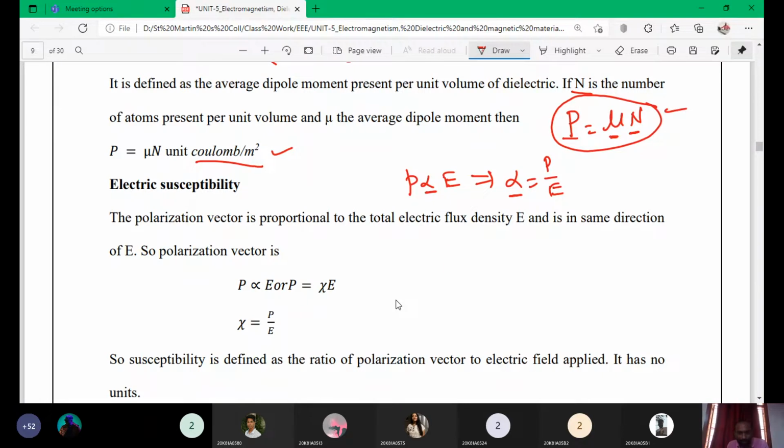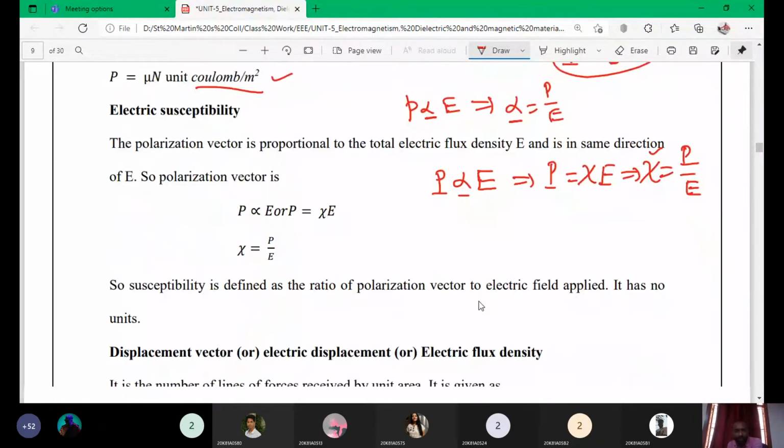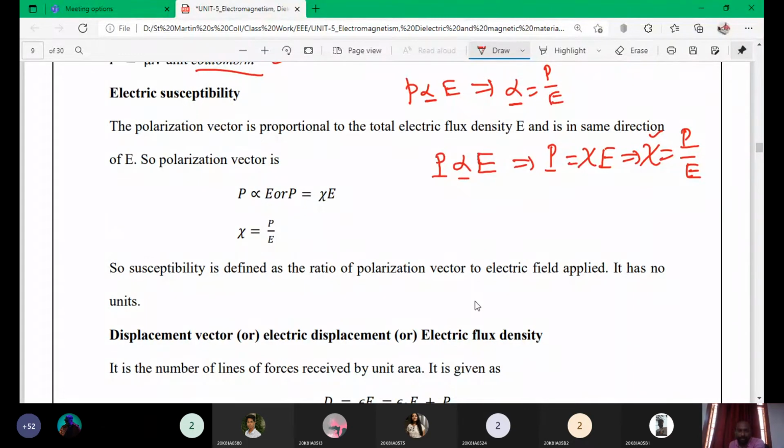Now for susceptibility: the polarization vector is proportional to the electric field. If you remove this proportionality, you can write polarization P equals chi into E, and from there chi is equal to capital P by E. So this is susceptibility, the ratio between polarization and electric field. These are some definitions.